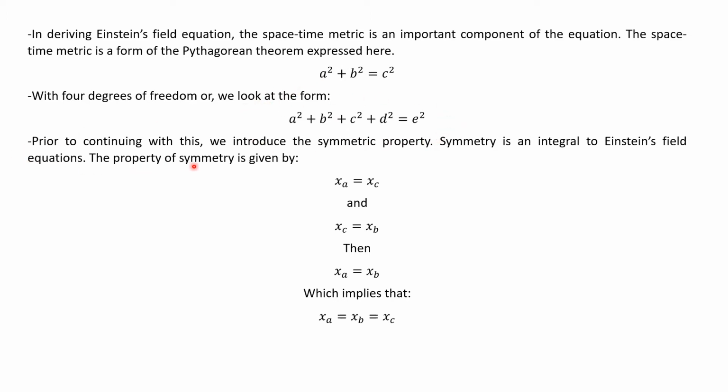Prior to continuing with this, we introduced the symmetric property. Symmetry is an integral part of Einstein's field equation. The property of symmetry is given by, you see, if x of A equals x of C equals x of B, then x of A equals x of B, which implies that x of A equals x of B equals x of C. Everything equals each other. And again, this is along the same degree of freedom or axis of freedom.